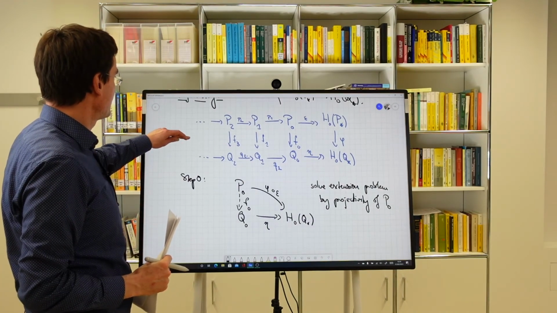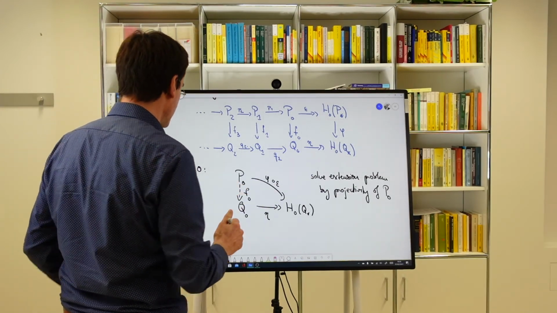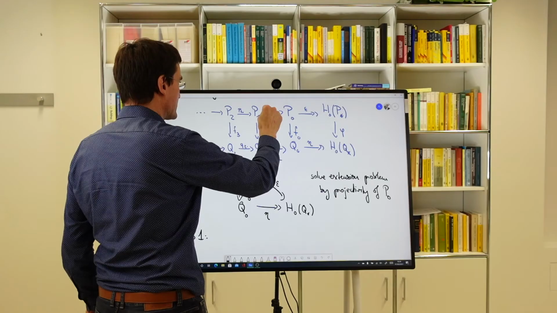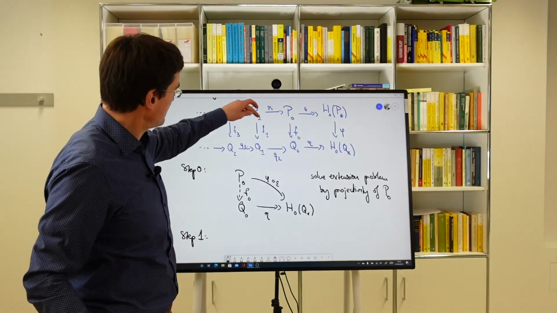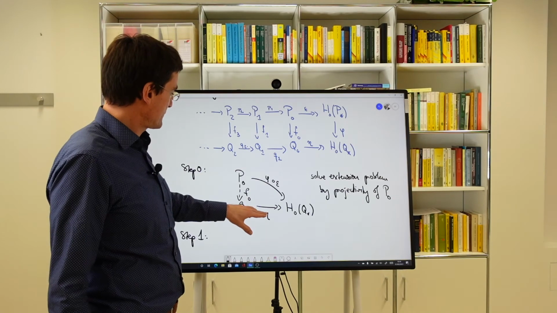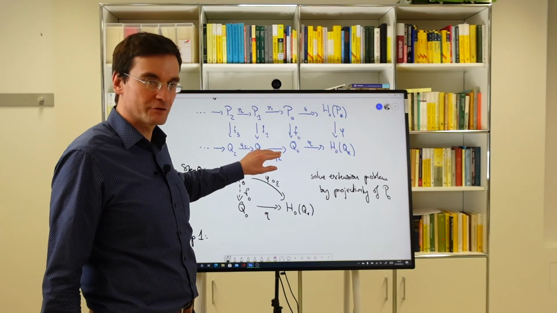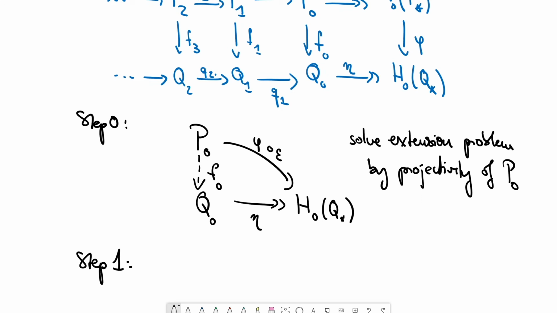Now, what about the next square? Well, maybe I formulate it, but it's very similar now. Again, we want to solve an extension problem. So I would look at the composition from P1 to Q0, and then try to lift this map here to Q1. The only problem is, for this extension problem, I need surjectivity down there, and the map Q1 is not surjective, but it is surjective onto the image. So that's what I look at.